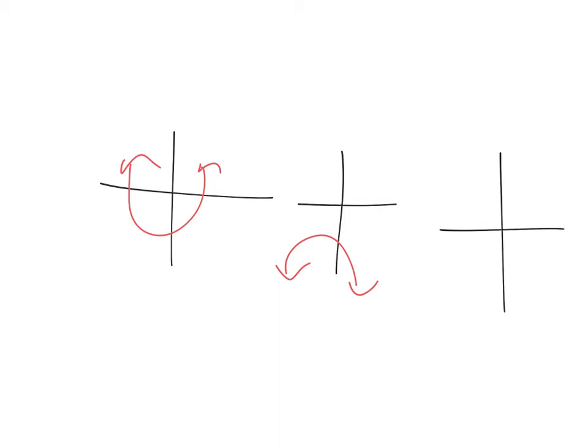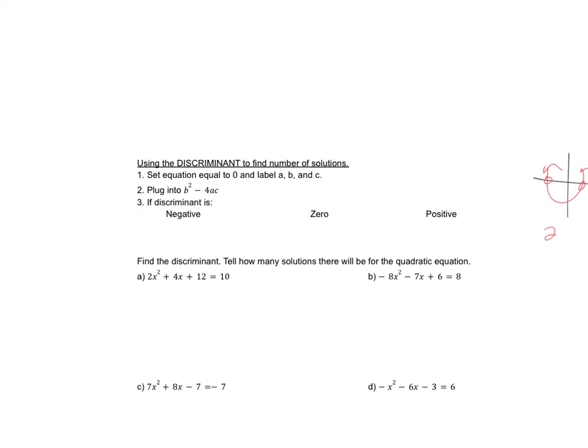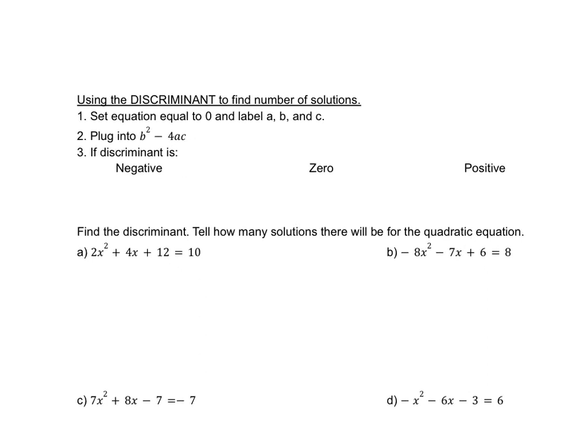And then you have the kind that just, let me try to draw that again, reach down and touch it in one place, and so there's only one solution. Okay, so those are your 3 options, either no solutions, 2 solutions, or 1 solution. So you can use the quadratic formula to be able to figure out how many solutions you should have.